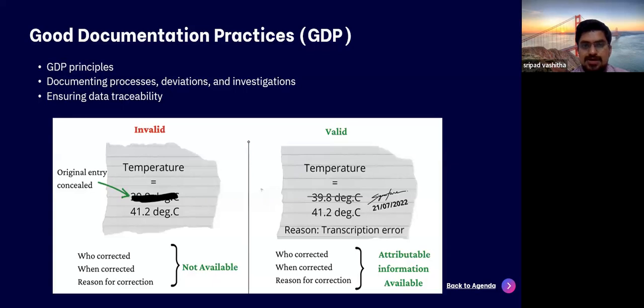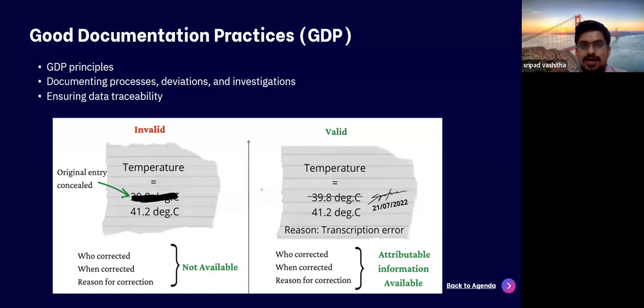So here there are two examples. One is invalid and another one is valid, wherein someone has captured a temperature. That is a parameter to be captured. The original entry was made and it is scratched, and the revised entry has been made below. Correct? What we are not able to assess by that is who corrected it, when was it corrected, and what was the reason for it to be corrected. This is what the ALCOA principles of data integrity are all about.